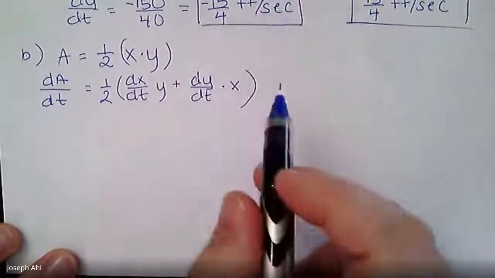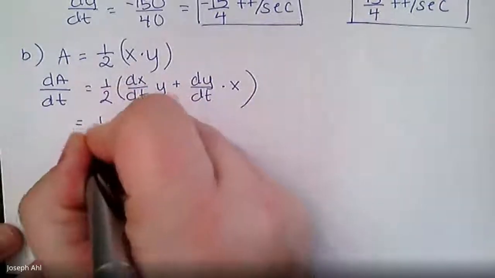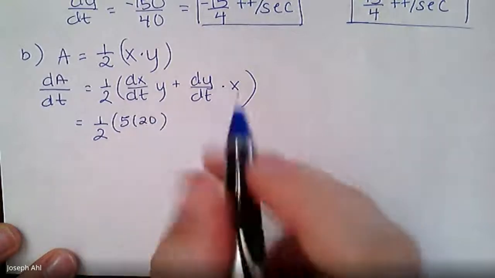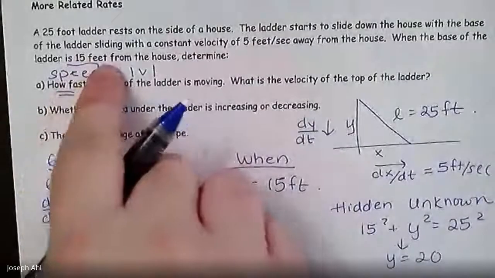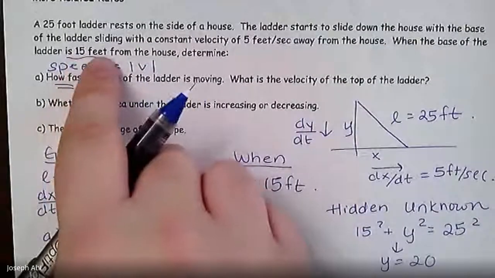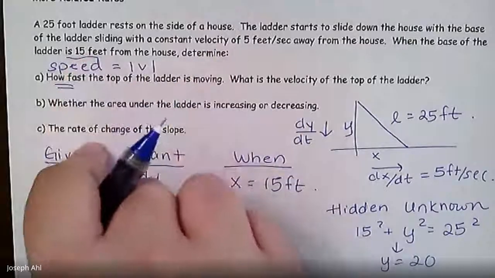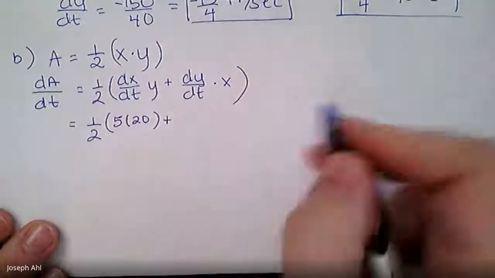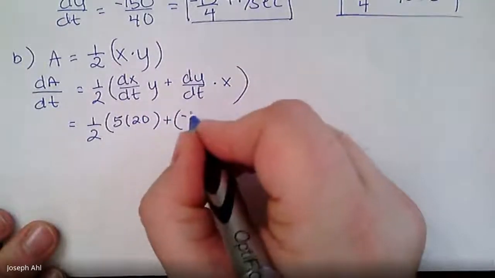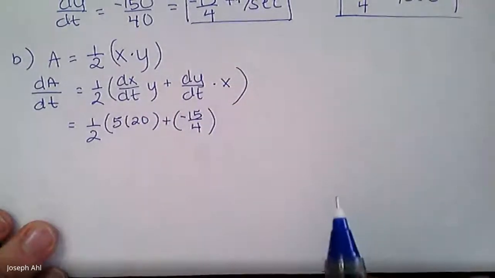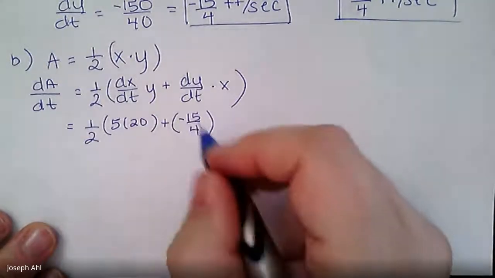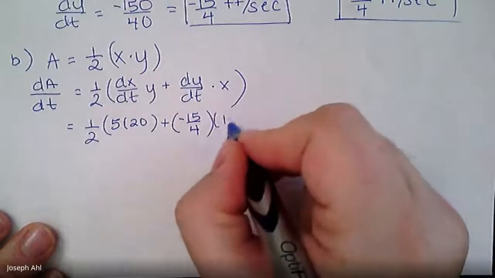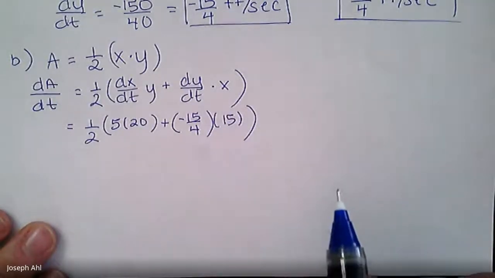And since we've determined all this information already, we can pretty easily sub in, and we know dx/dt is 5. We're still trying to figure this out when the ladder's 15 feet from the house, so we're using this initial condition and determining each of these things under that condition. So 5 times 20 plus dy/dt, which we just found in the last example. Don't use "how fast." We know that rate is actually negative in this case. So negative 15/4 is the velocity there, and then times x at this moment, which is when x is 15.